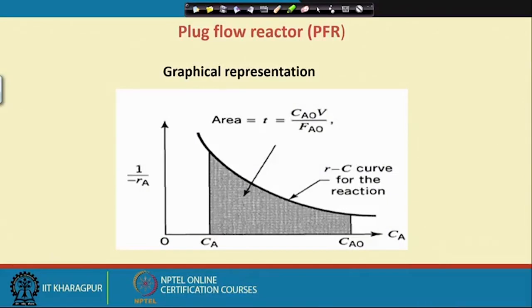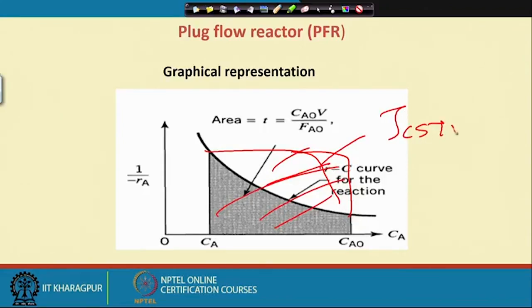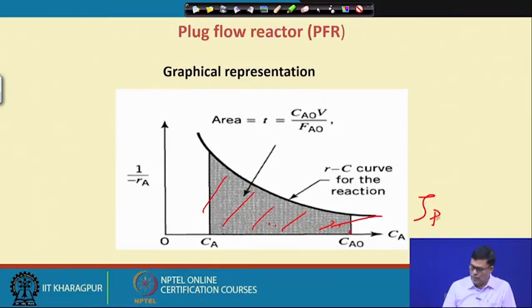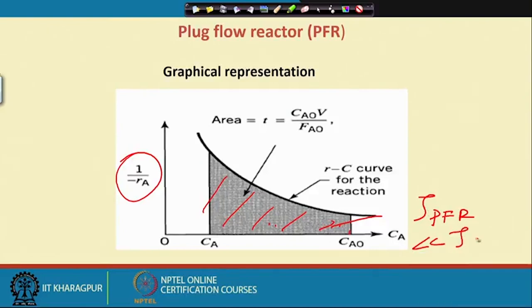And when you did the correlation previously, you can remember that when we talk about the CSTR, the area under this curve is what we call tau CSTR, am I right? But in the case of the plug flow reactor, the area under this curve is called tau plug flow reactor. So obviously, if you have the correlation between 1 by RA versus CA with this kind of pattern, I can easily say that tau plug flow reactor will be much less than tau CSTR.